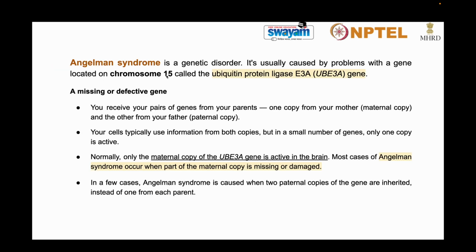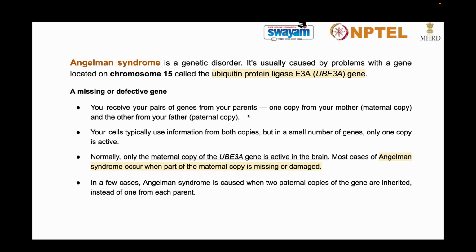Angelman syndrome is a genetic disorder. It occurs as a result of a problem with the UBE3A gene, ubiquitin protein ligase E3A, present on chromosome 15. When there is some problem in this gene, either the gene is silenced or the region is deleted, then Angelman syndrome happens. So it is a missing or defective gene that is the factor in this syndrome.